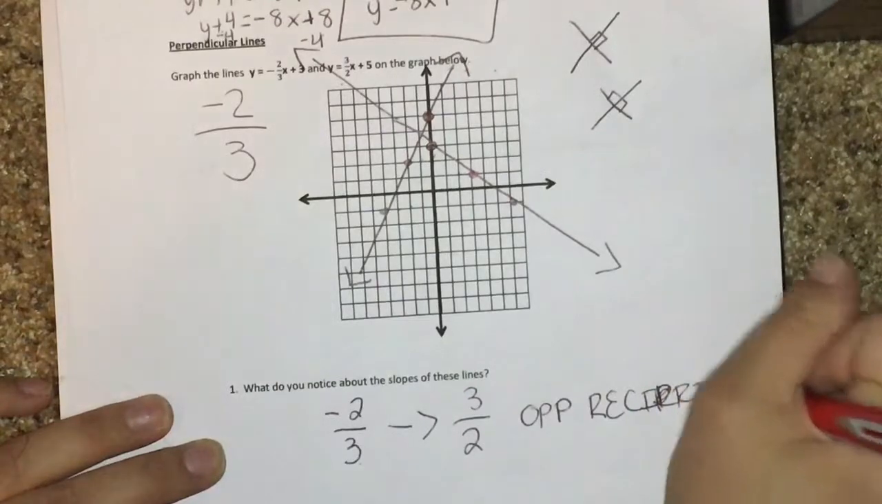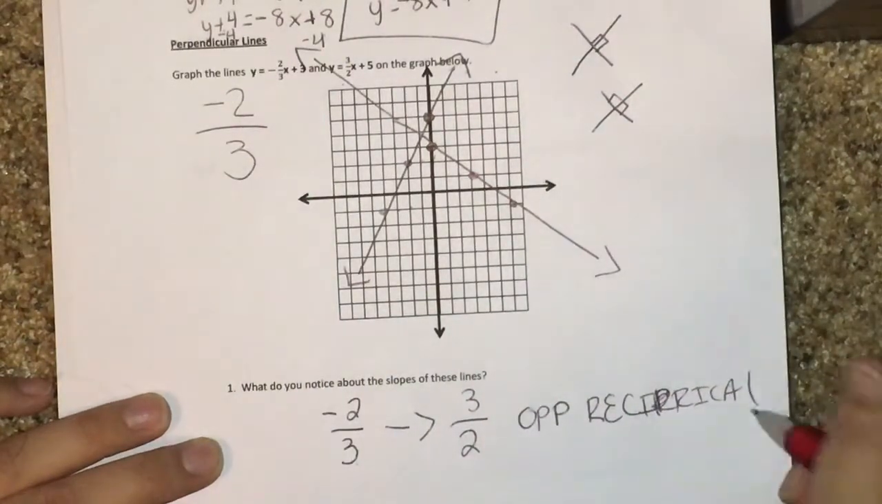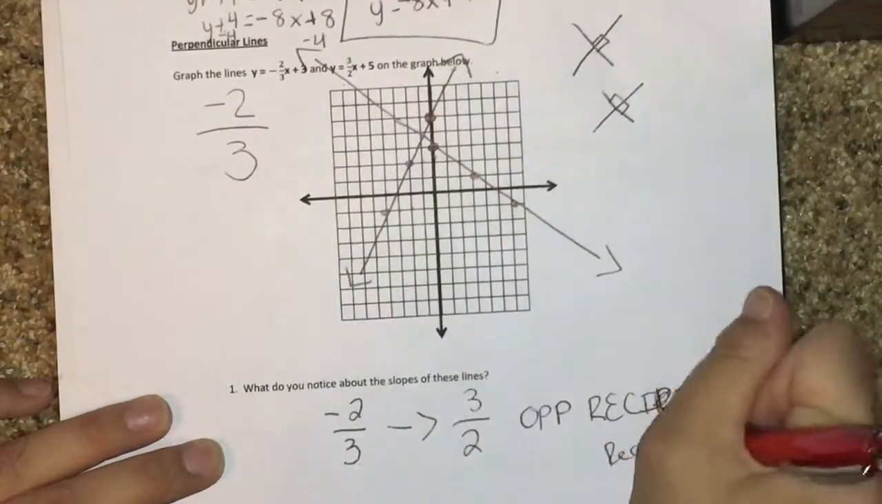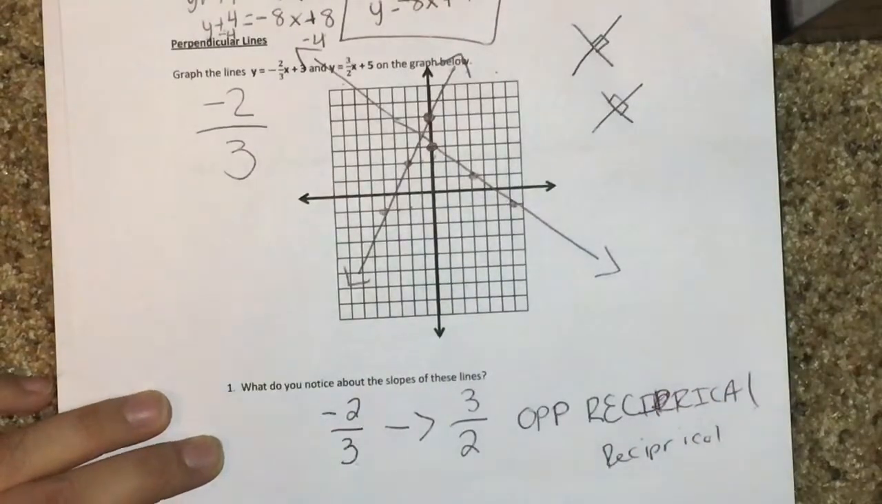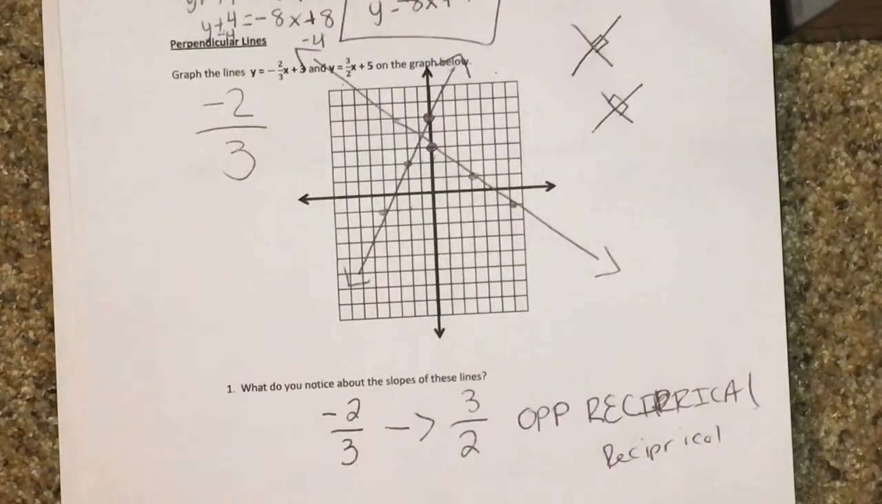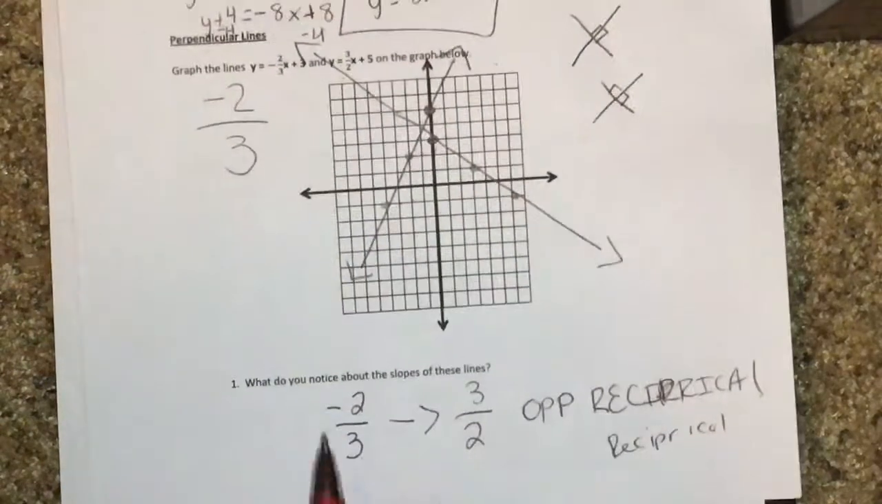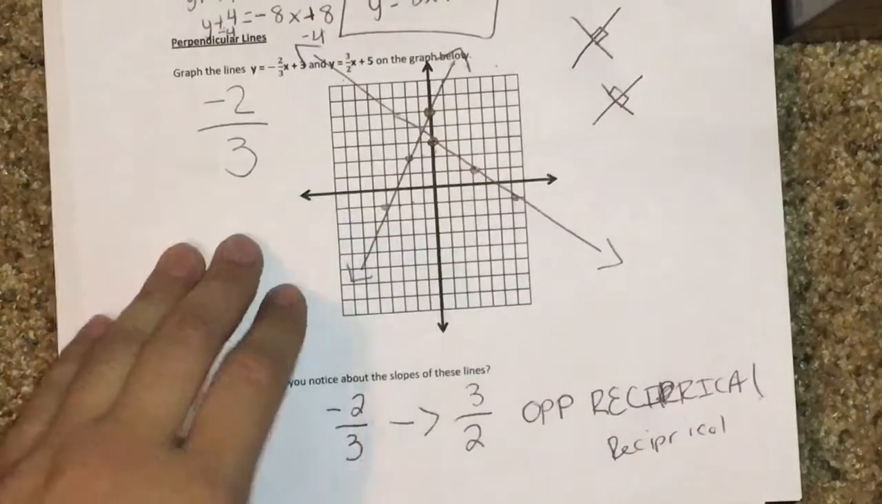reciprocal. Not exactly sure how to spell that. That is definitely not right. But opposite reciprocal, meaning the opposite sign, so instead of a negative, it's a positive, and you flip your fraction. Reciprocal means to flip the fraction.